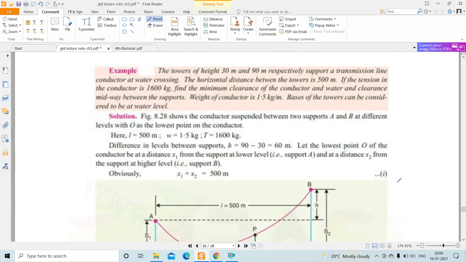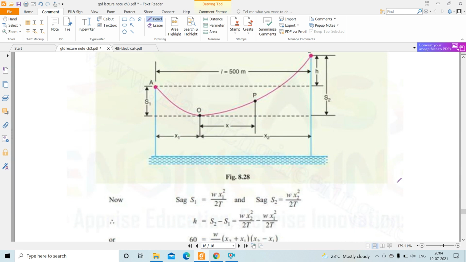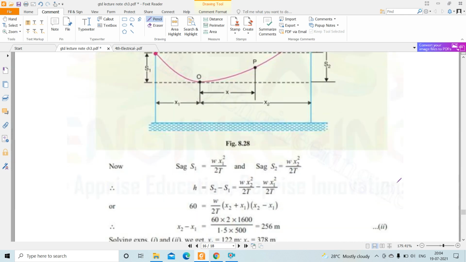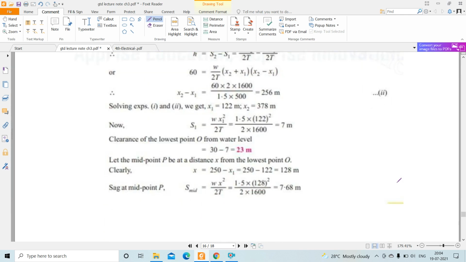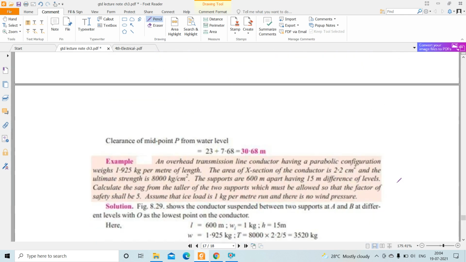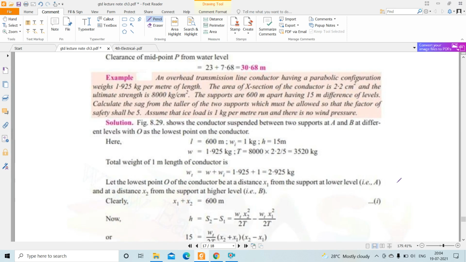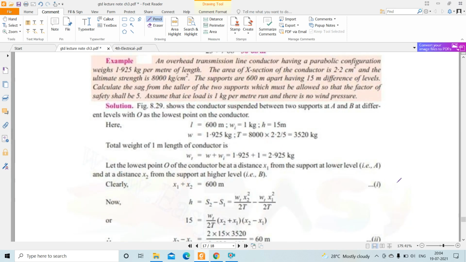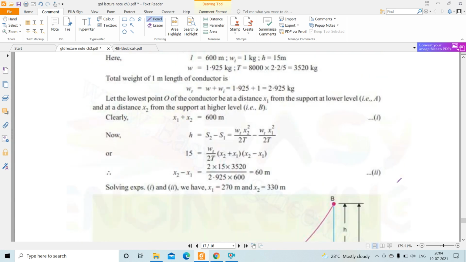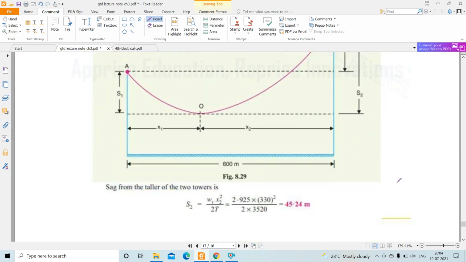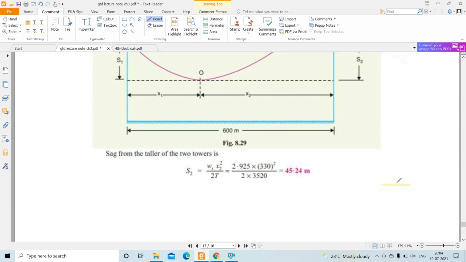This is another problem when the two supports are at unequal level. So go through this problem and see how it is solved. Follow these numerical calculations. Every problem I mentioned here was already taught in the online class, so just go through this problem section.